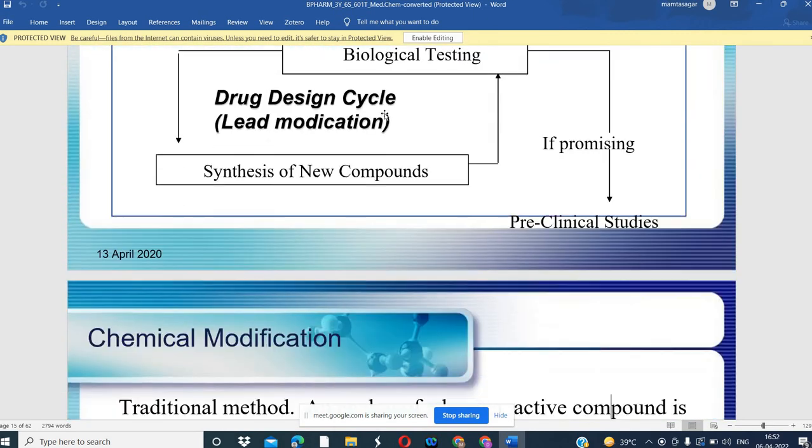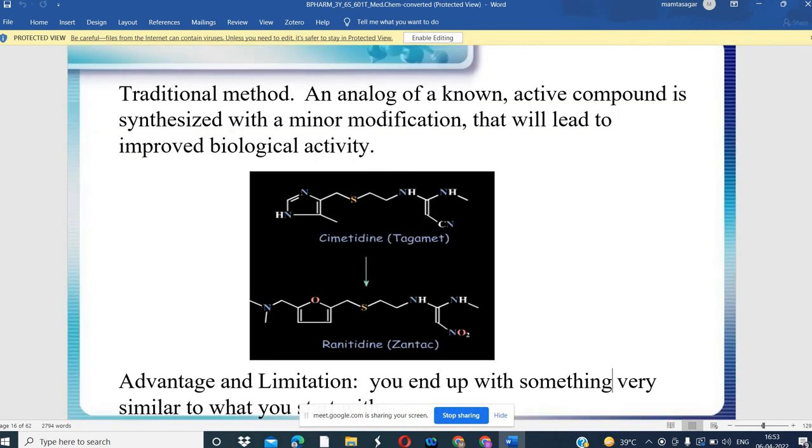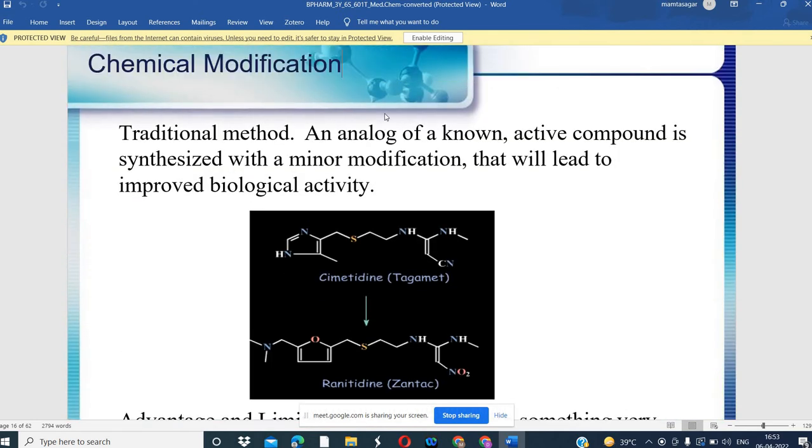So this is the drug design cycle process. In that, the traditional method is shown: how we do the modification and what the criteria are. In the traditional method, an analog of a known active compound is synthesized. Analog means similar to that, with a minor modification that will lead to improved biological activity. So initially we do a minor modification in the active compound.